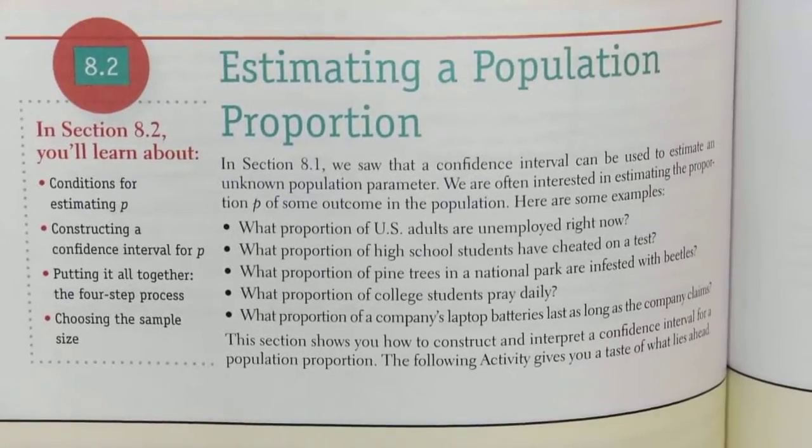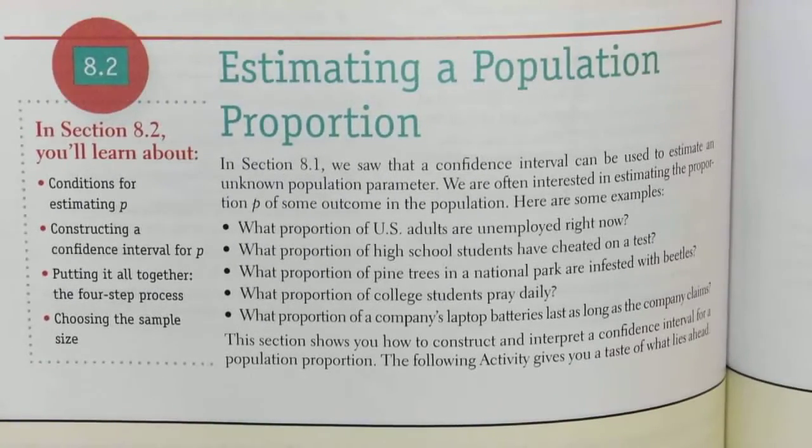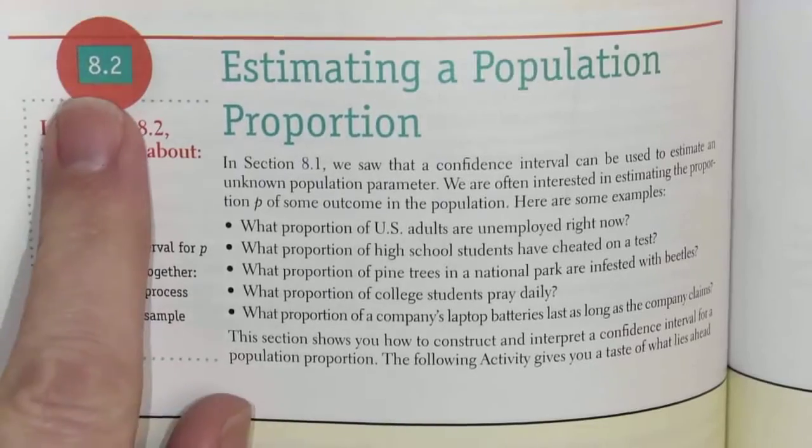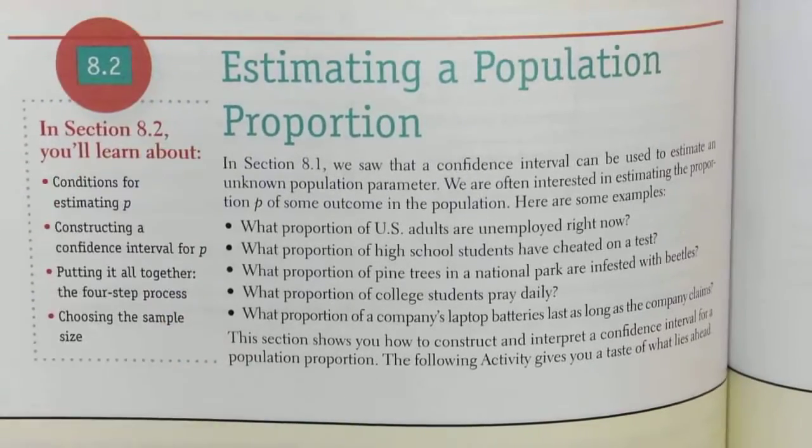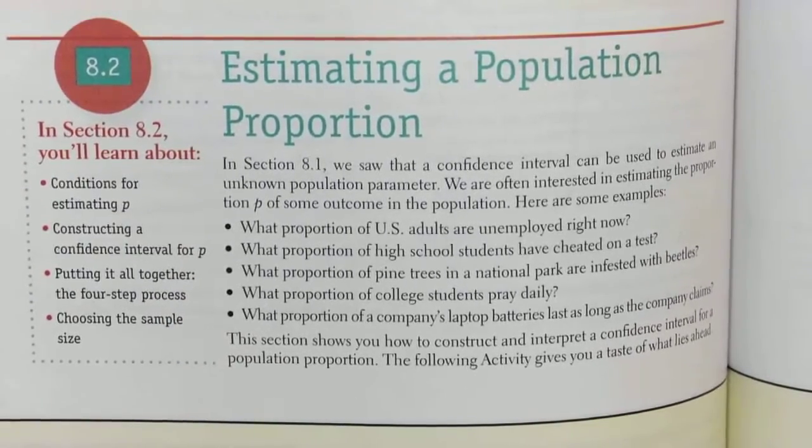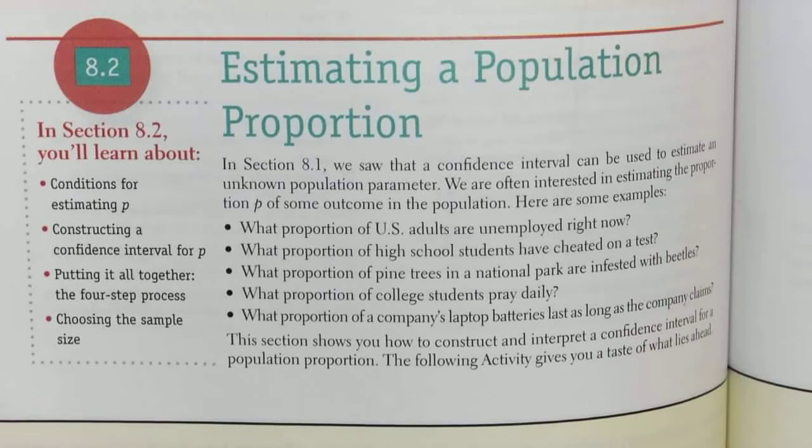Okay, this is AP Stats. We're in Chapter 8, Section 2. Today we're going to start talking about estimating a population proportion, as 8.1 was estimating a population mean.